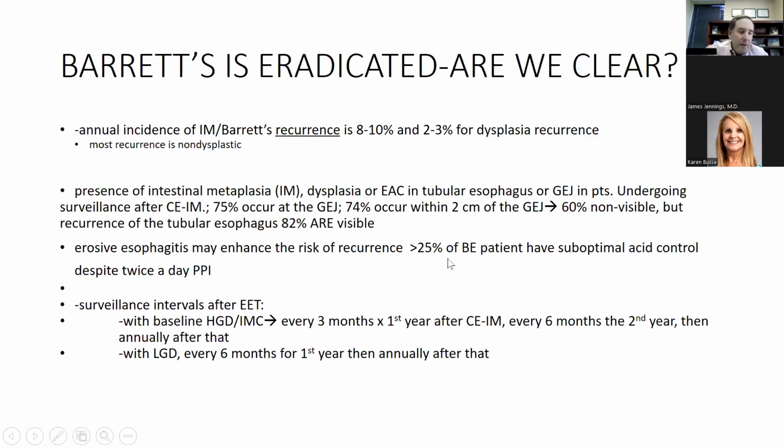But I do want to go through this last slide. When I meet a patient and I'm doing Barrett's therapy, sometimes they get the idea that, oh, you're going to do this, and then I'm on my way and everything's cured. And the answer is absolutely not.